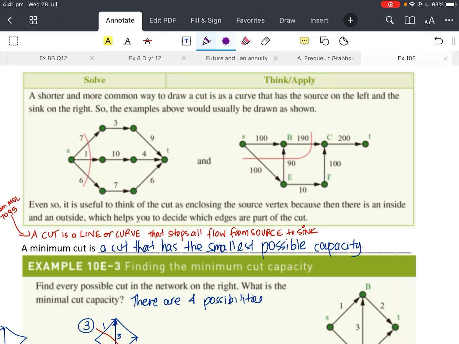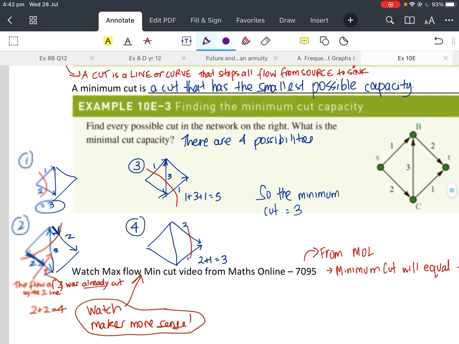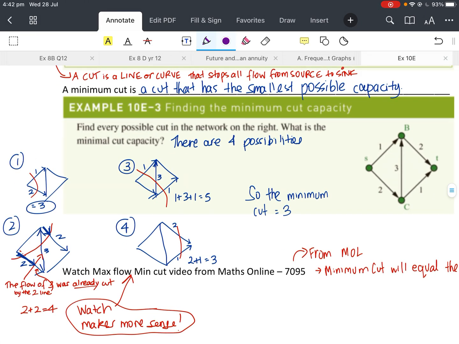All right, so let's have a look at example 10E. This one was a little bit harder. So first of all, it said find every possible cut. So here were mine. All right, they gave us 4 different possibilities. Possibility number 1 was this first cut over here. Okay, that was fairly straightforward because 1 and 2 are definitely going out from the source to the sink. Okay, so that was easy. Add 1 plus 2, that gave me 3.